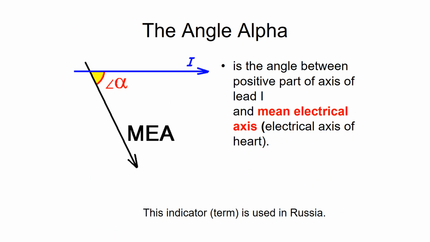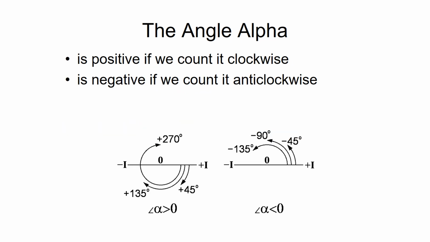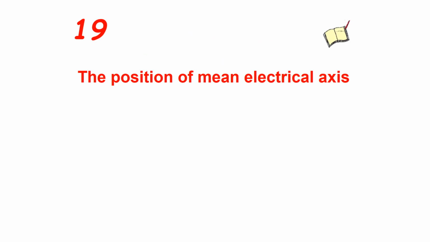The angle alpha is the angle between the positive part of the axis of lead 1 and the mean electrical axis of the heart. This indicator, term, is used in Russia. The angle alpha reflects the position of the projection of the mean electrical axis on the frontal plane. The angle alpha reflects the general view of the ECG in limb leads. The angle alpha is positive if we count it clockwise. The angle alpha is negative if we count it anti-clockwise. Determining the electrical axis from standard lead electrocardiograms.